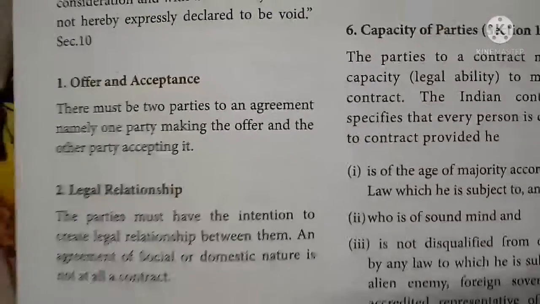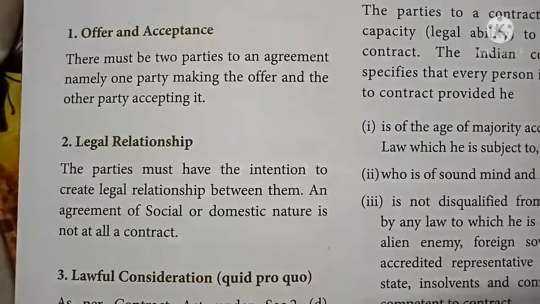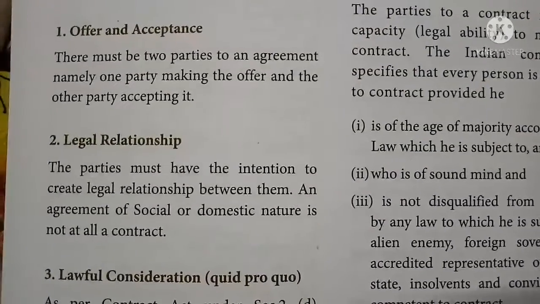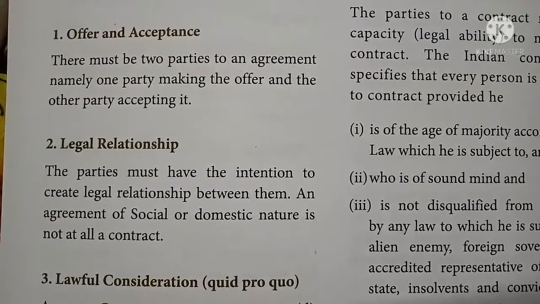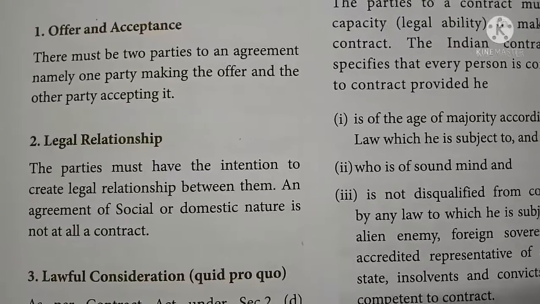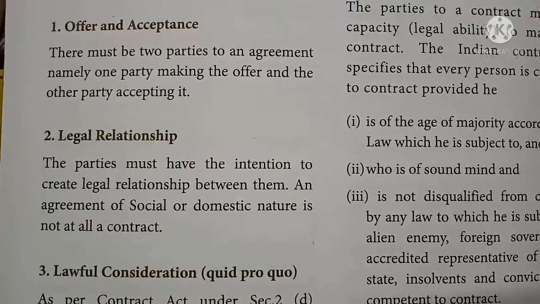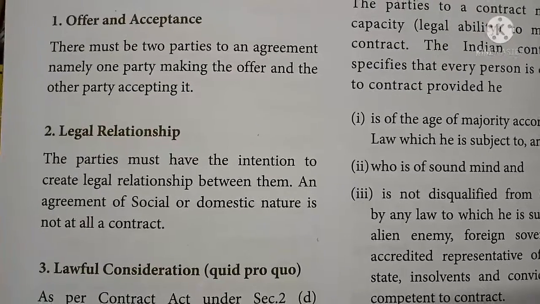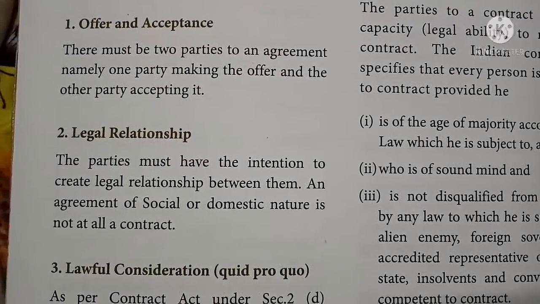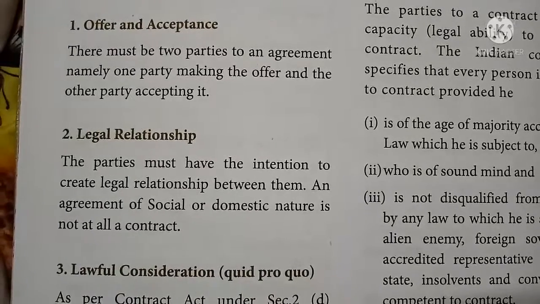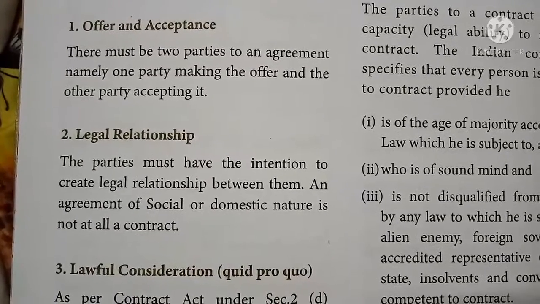A legal relationship: the parties must have the intention to create a legal relationship between them. So an agreement of a social or domestic nature is not a contract. Both the persons involved in making an agreement must possess a legal relationship.